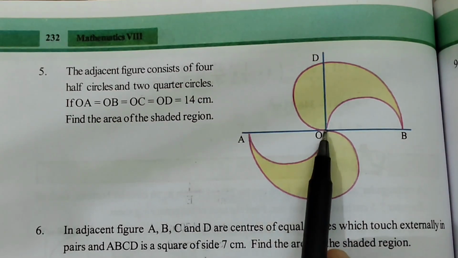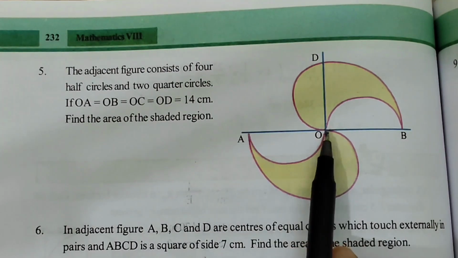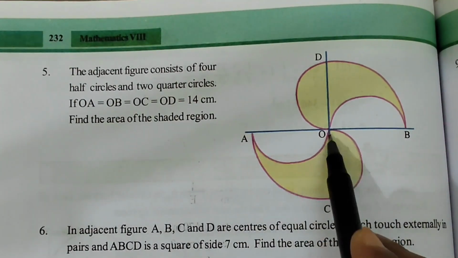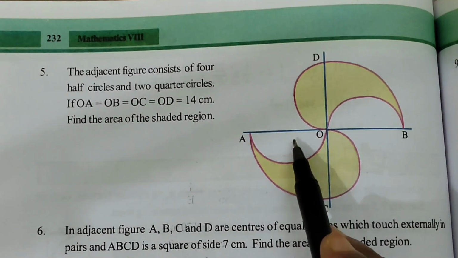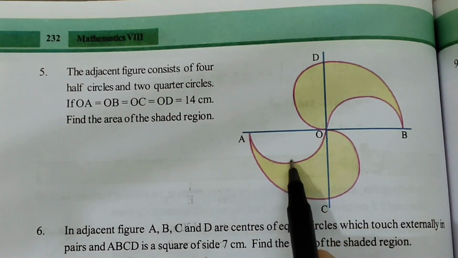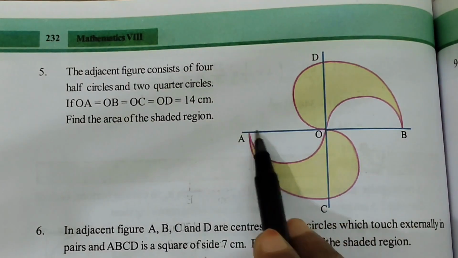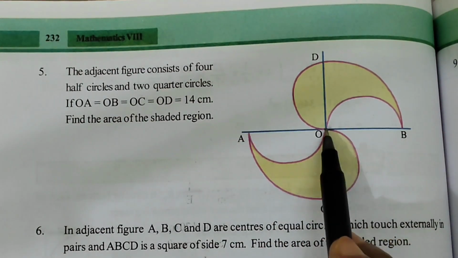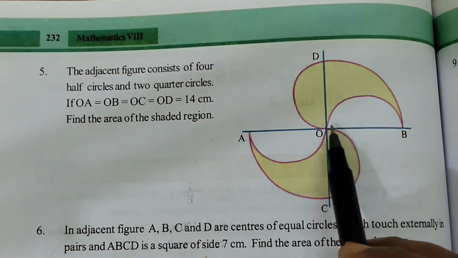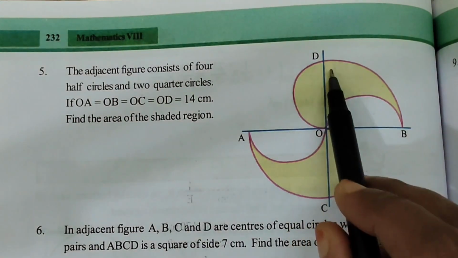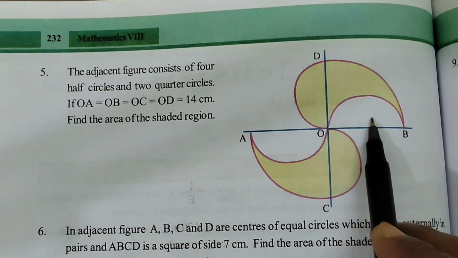Here OA, OB, OD, OC, all sides are 14 centimeters. This diameter is equal to this diameter, this semicircle's diameter is equal to this semicircle's diameter. So these two semicircles have equal areas. Here we subtract one semicircle and add one semicircle. So for this diagram, finding the quarter circle area is enough. This is also the same: cut one semicircle and add one semicircle. So these two diameters are equal, and equal diameters mean equal areas.